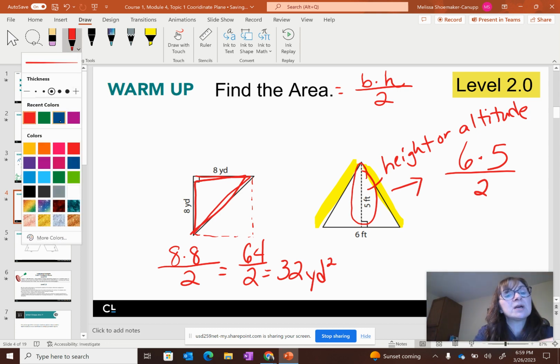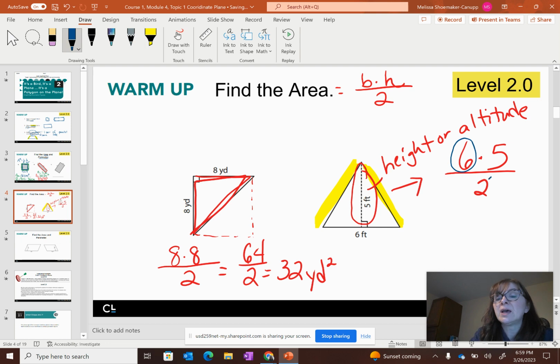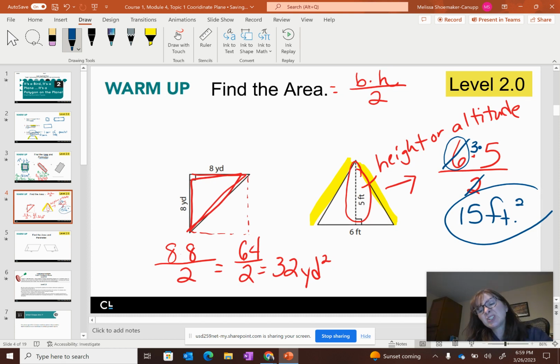Now, some of you guys, when we were doing this, I kind of taught you, if one of these numbers is even, I can go ahead and cut it in half before I multiply. So 6 divided by 2 is 3. 3 times 5 is 15 feet squared. Just makes it a little easier.